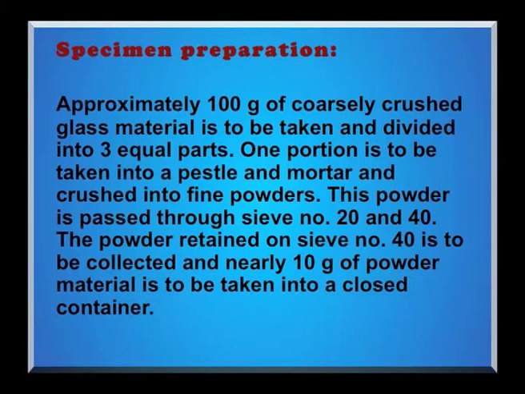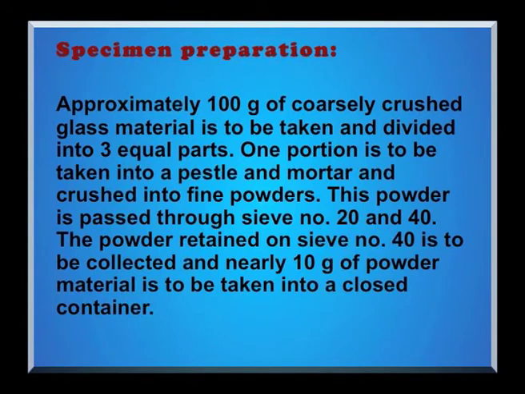To perform this test, first a specimen has to be prepared. Now how to prepare a specimen? For preparing the specimen, a minimum of 6 or more containers are to be taken to carry out this test. The exact number of samples is based on nominal capacity of each container and number of packets procured. Initially, containers are rinsed and dried, followed by crushing into fragments. Approximately 100 gram of coarsely crushed glass material is to be taken and divided into 3 equal parts. One portion is to be taken into a pestle mortar and crushed into fine powders.